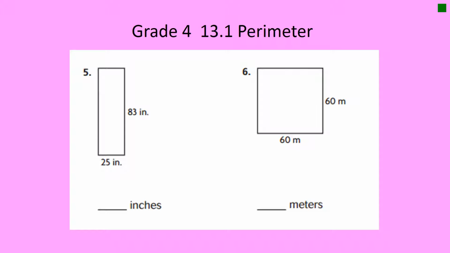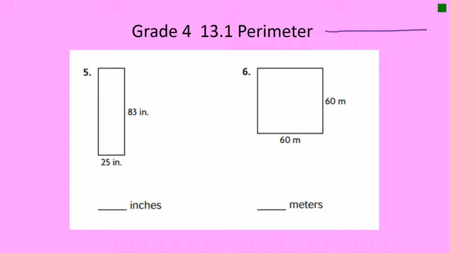Okay, so chapter 13, lesson 1 is all about perimeter. And I think you know a lot about perimeter already. Perimeter is the distance around a shape or a figure. Okay, the distance around. Perimeter is measured just in a line.